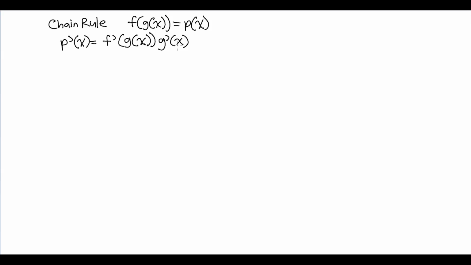Now, one really good and helpful implication of the chain rule is a very useful technique known as implicit differentiation.